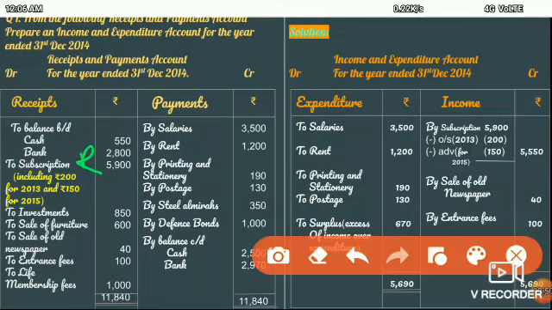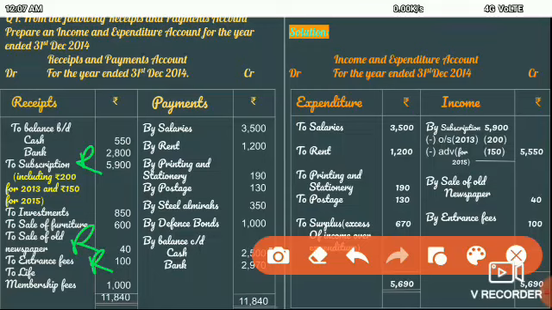Subscription is a revenue nature item. Sale of investment is a capital nature item. Then sale of furniture is a capital nature item. Sale of old newspaper is a revenue nature item. Then entrance fees can be treated as a revenue nature item if no information is provided. Then life membership fees is a one-time payment from the members, so it is a capital nature item.